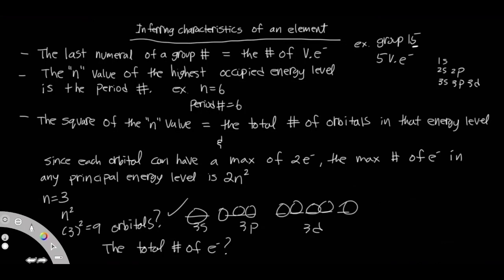So if we were to continue to draw this, and I want to show you how this all relates back to this: 1s, 2s, 2p, 3s, 3p, 3d, 4s, 4p, 4d, 4f, 5s, 5p, 5d, 5f. And we have 6s, 6p, 6d, 7s, 7p. Alright. And of course, they go in this order here.